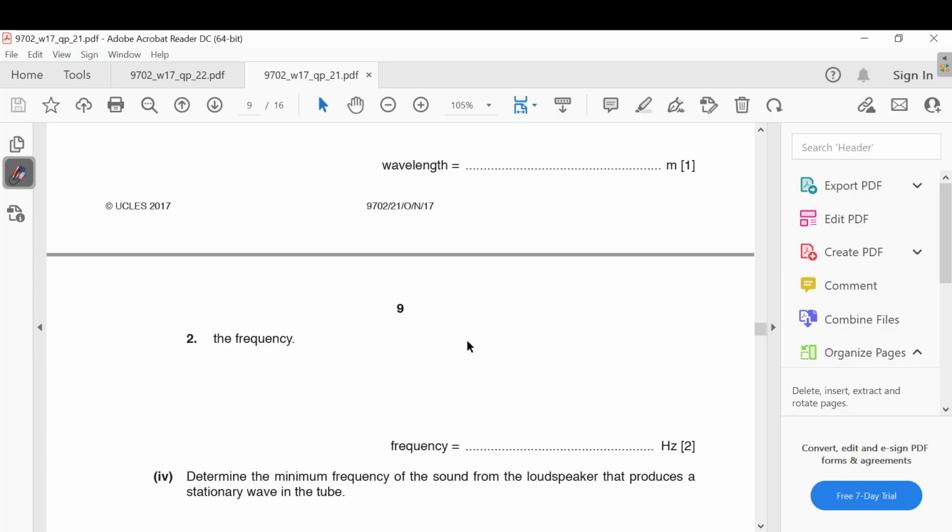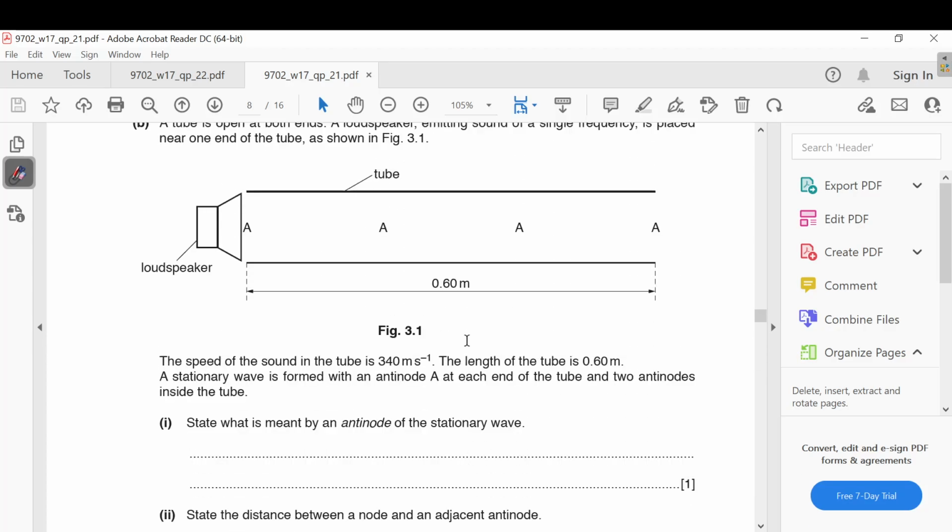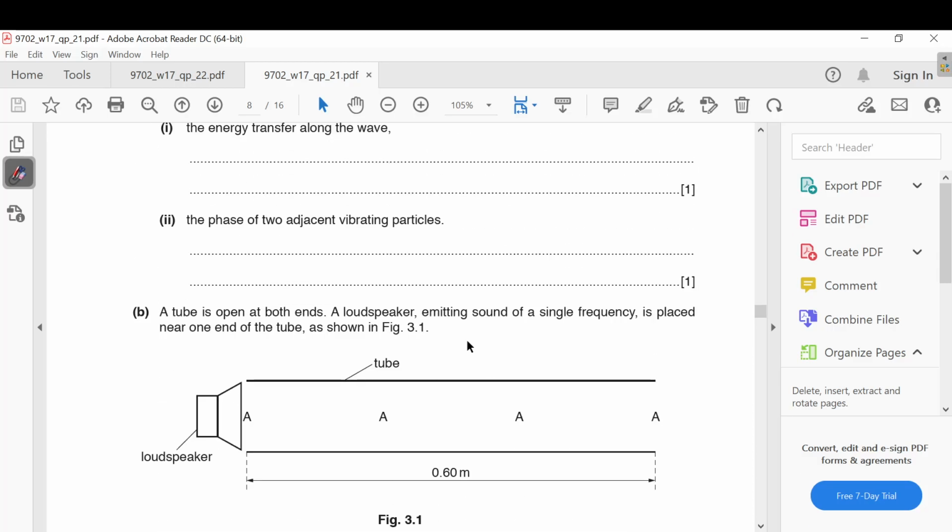Dear students, we are going to discuss some waves, common issues related to the wave topic.